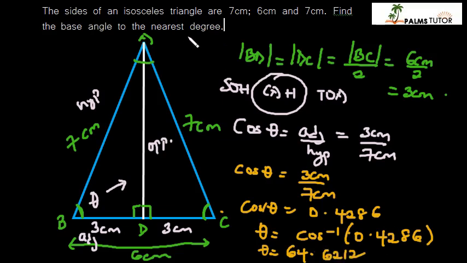The question says to the nearest degree. So my theta, by rounding up in this case, because the next number after this is greater than 5, will be 65 degrees. And that's the value of theta here. Because this is 65 degrees, this also will be 65 degrees because the base angles of an isosceles triangle are equal.